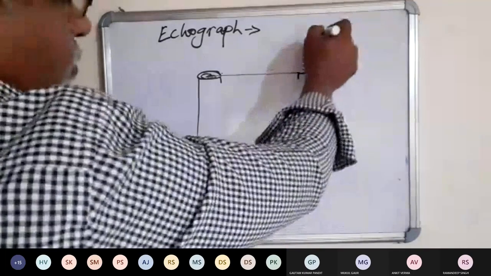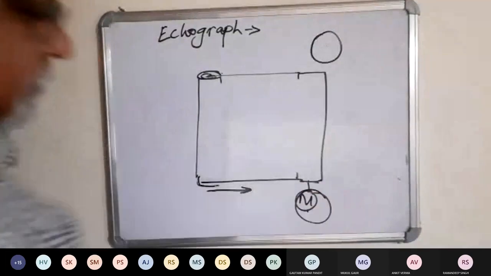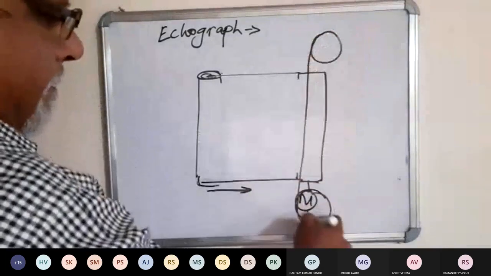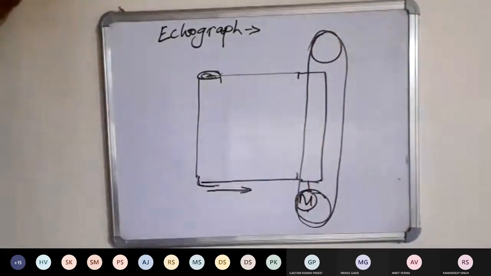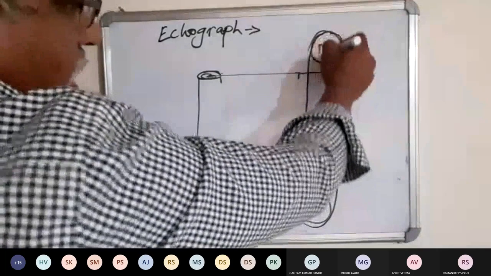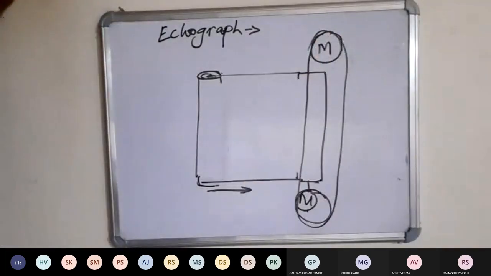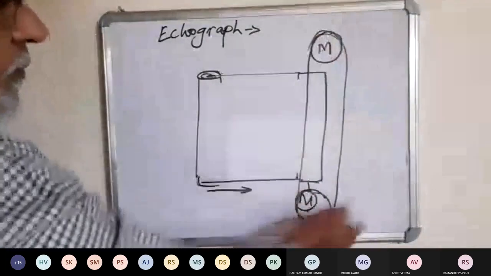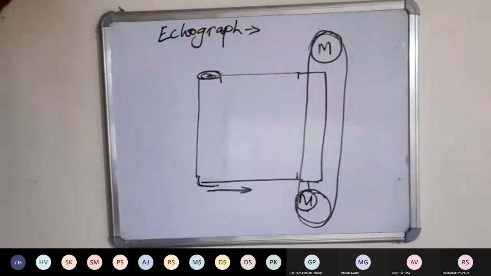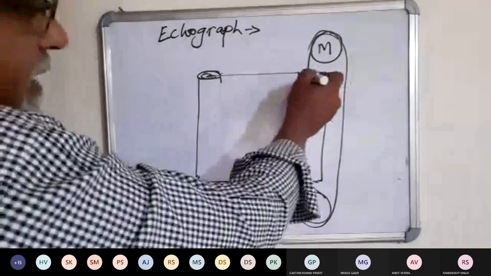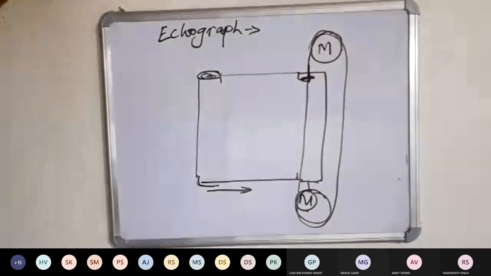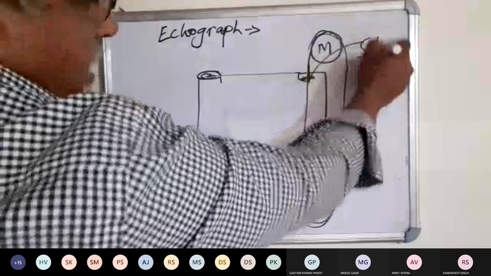Now we have two discs or pulleys on which there is a belt. These pulleys also are operated by a motor. So when this is rotating, the belt also is rotating like this. On the belt, there is a metallic element which is installed on the belt. Is called stylus.